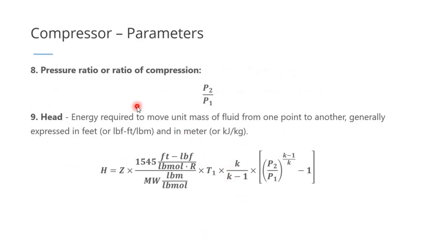So ano ba yung mga kinu-compute? Ito, pressure ratio or ratio of compression. So simply it's just P2 over P1. Also, we need to find out the required head for that particular compressor. So it is the energy required to move unit mass of fluid from one point to another. So generally expressed in feet, or pound force feet per pound mass.